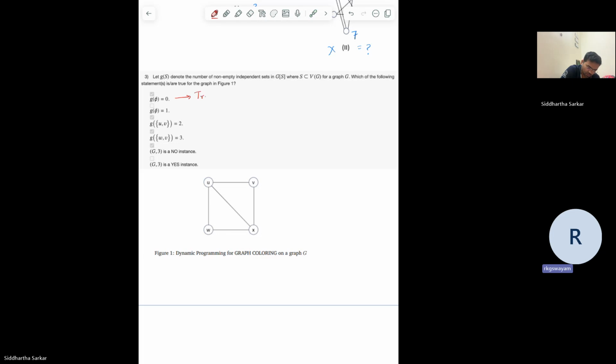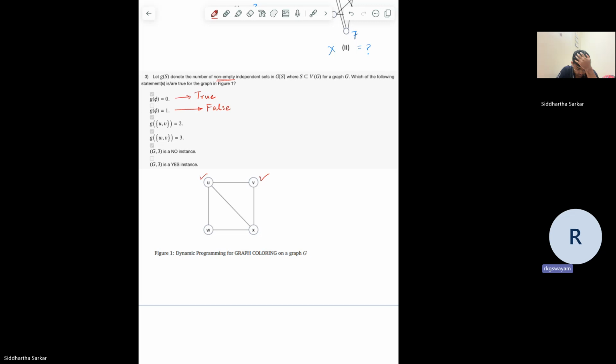So if we have two vertices u and v, and now they're asking how many non-empty independent sets exist. U and V both are connected. So there does not exist any independent set of size two, I mean, for UV there will exist an empty independent set, and which is being denied in the question. So option C cannot be correct. And for WV, we can have an independent set having two elements.